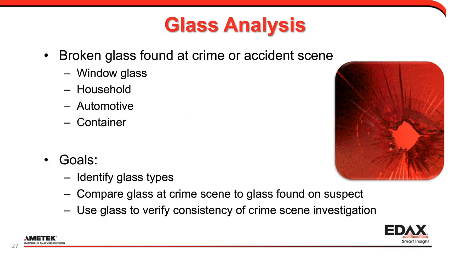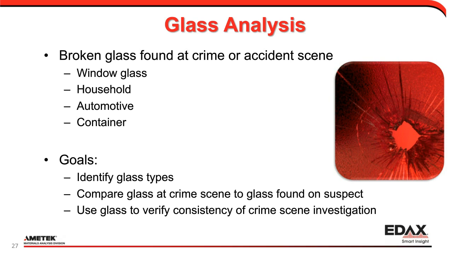The first example is glass analysis. Glass is a very common trace evidence found at the crime scene. Glass is in all kinds of different products: window glass, various household items composed of glass, automotive glass, the windshields, the windows, the headlights, container glass.